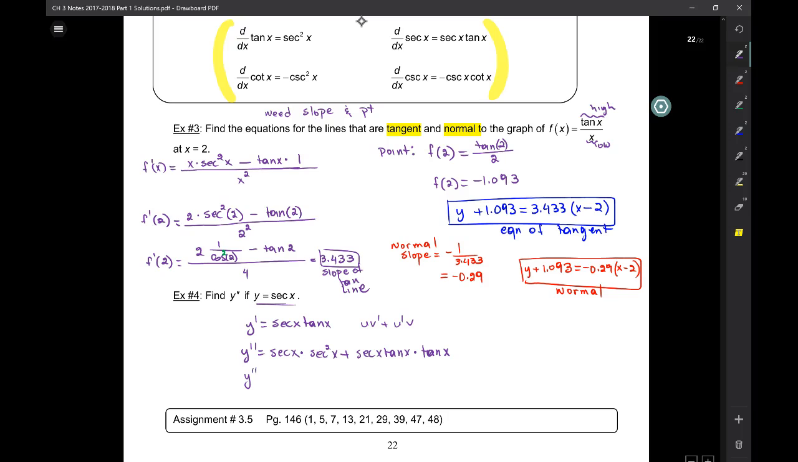So y double prime then is secant cubed x plus secant x tangent squared x. Okay, now somebody will ask me, do you need to factor out a secant? Not really, because it won't get you anywhere. All right? So secant cubed plus secant times tangent squared. Okay? And this is due tomorrow.